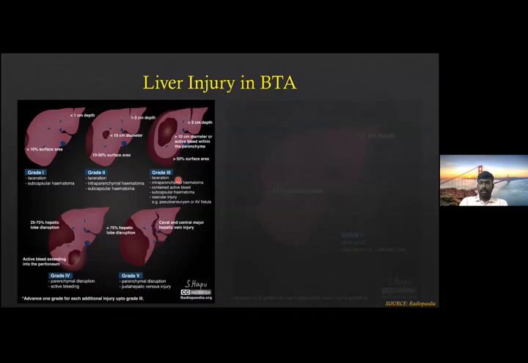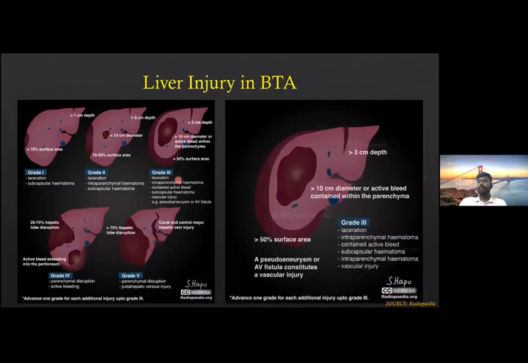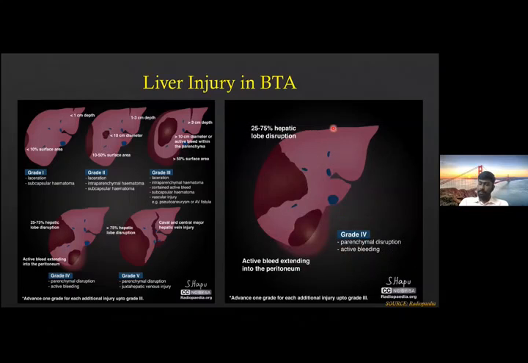So the recent additions again here include vascular injury, the same pseudoaneurysm, AV fistula, and active extravasation. If it is contained by the capsule, it is grade 3. In spleen, it was grade 4. In liver, it is grade 3. And when it is not contained by the capsule, or there is free bleeding into the peritoneum, it is called grade 4 parenchymal disruption.